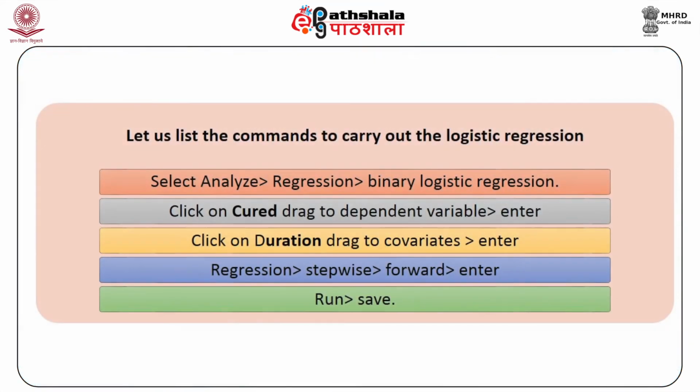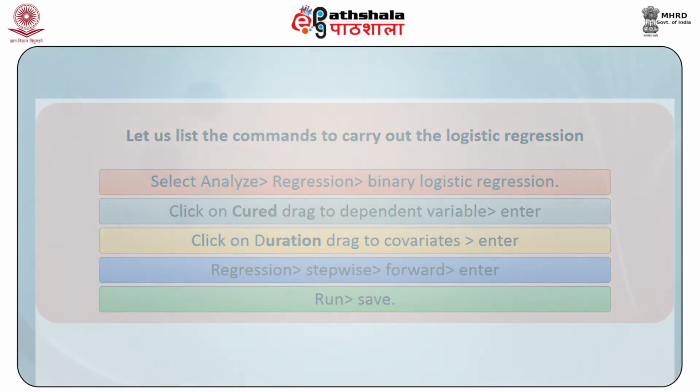Let us list the commands to carry out the logistic regression. Select analyze, go to regression, go to binary logistic regression. Click on cured, drag to the dependent variable and enter. Click on duration, drag to covariates and enter. Regression, go to stepwise, go to forward and enter. Run and save the results.